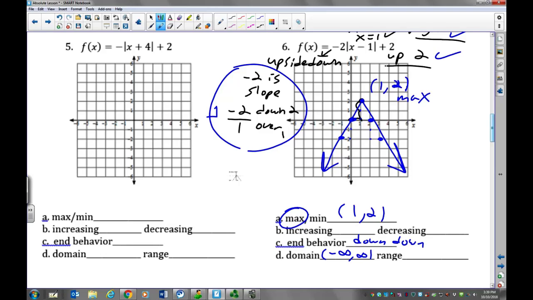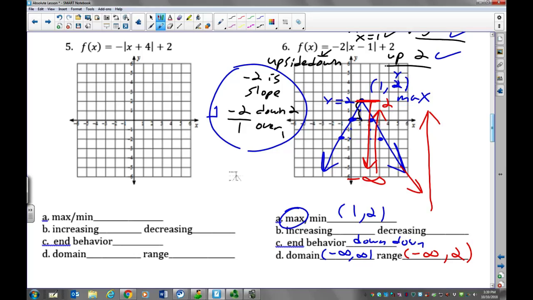And then the range is the y values. Be careful there. This is y equals 2, where my maximum is. And so the range is going to be here at y equals 2, and then going downwards. So 2 going downwards to negative infinity. So from negative infinity up to 2 is what we write that as. That's really from down to up.